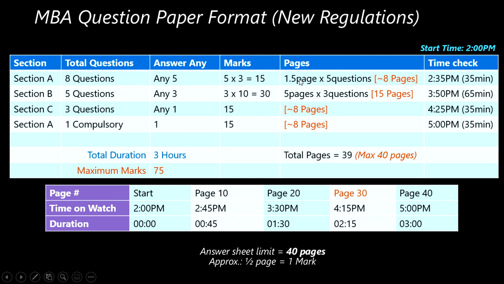1.5 pages per question. So roughly it is 7.5 pages for the entire section A. Maybe you can extend up to 8 pages for section A itself. Similarly, for section B, you need to write about 5 pages per question, which means 15 pages for the entire section B. Then you have a single question in section C and a single question in section D. Each of them can be approximately 8 pages.